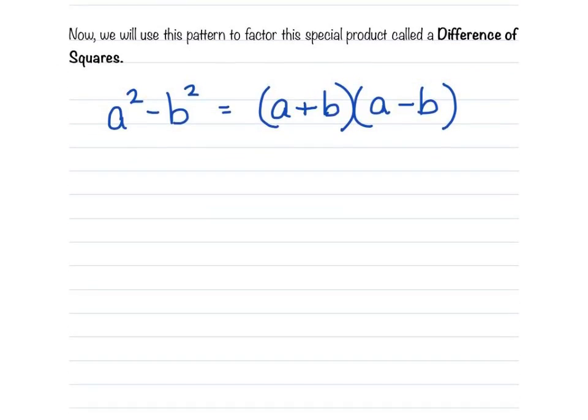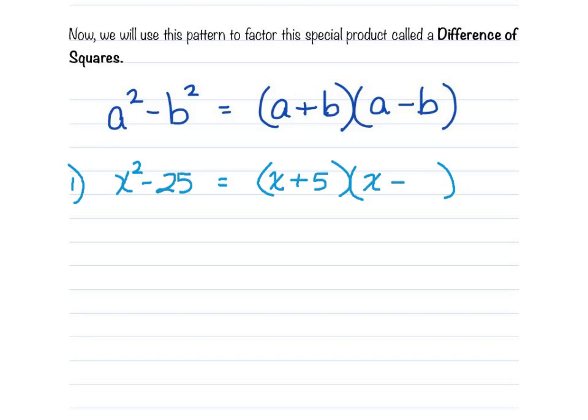Okay, let's practice this skill. Number 1. x squared minus 25. This is a difference of squares because the first term is a perfect square, x squared, and the second term is a perfect square, 5 squared. So in order to factor a difference of squares, you take the square root of the first term, that would be x, plus the square root of the second term, which is 5, times the square root of the first term, x, minus the square root of the second term, 5. And that's it. That's the pattern you will follow.